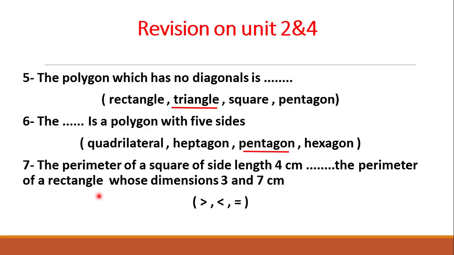Number 7, the perimeter of a square of side length 4. Perimeter of a square means side length by 4. So 4 by 4 equals 16. This is the left hand side. On the right hand side we have the perimeter of a rectangle whose dimensions are 3 and 7. I want the perimeter: length plus width, then times 2. Length plus width, 3 plus 7, 10. 10 by 2 equals 20. So we have 16 centimeters and 20 centimeters. Of course, I'll choose less than.